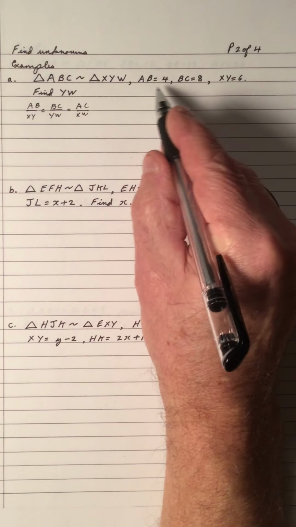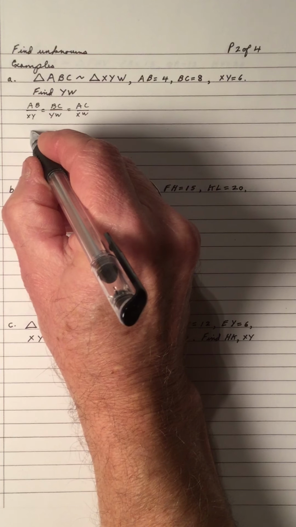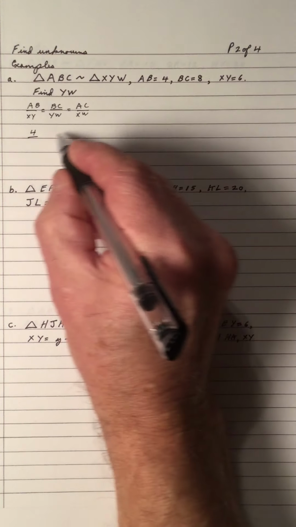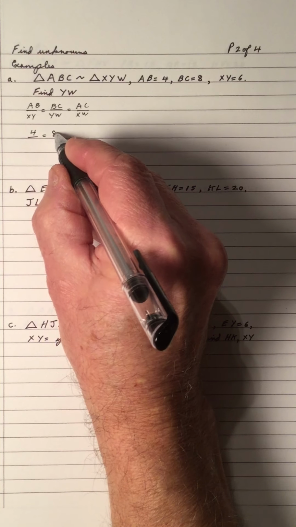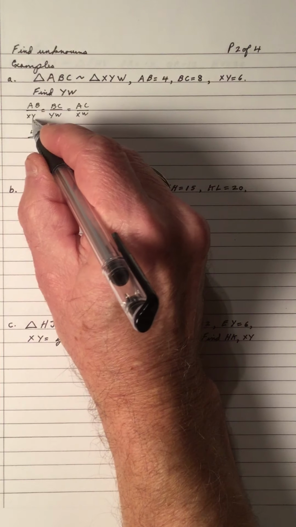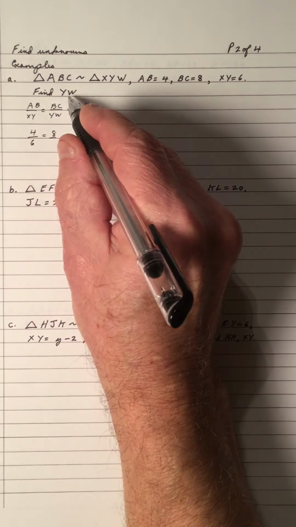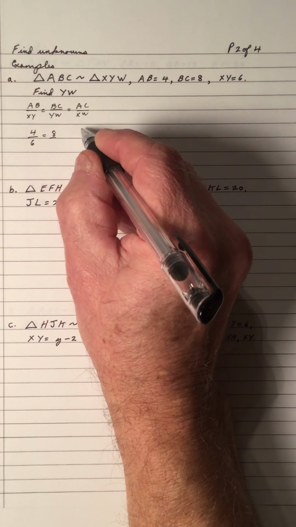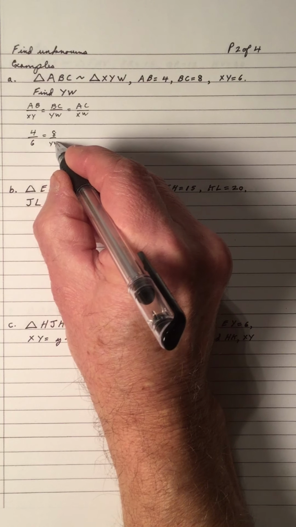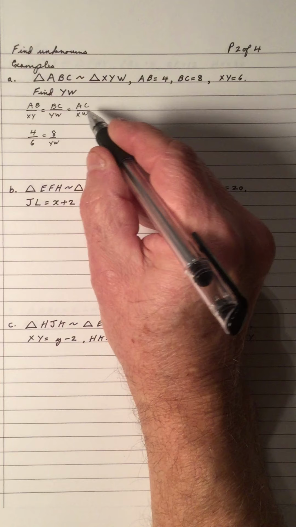Now we can take these numbers and fill them in because we've got to find YW. So AB is 4, BC is 8, XY is 6, and we've got to find YW. YW is right there. And notice we didn't use the AC or XW.